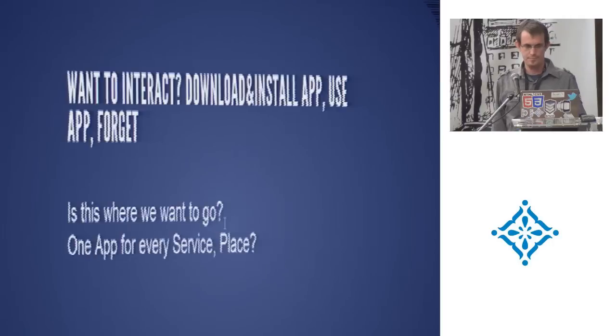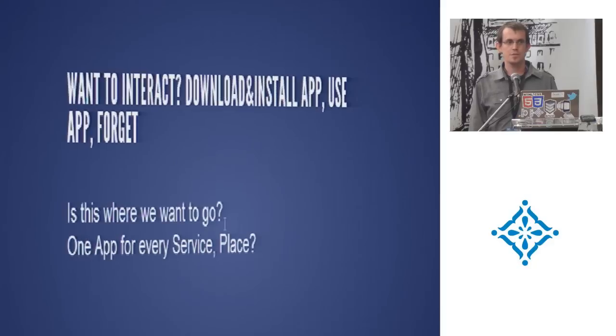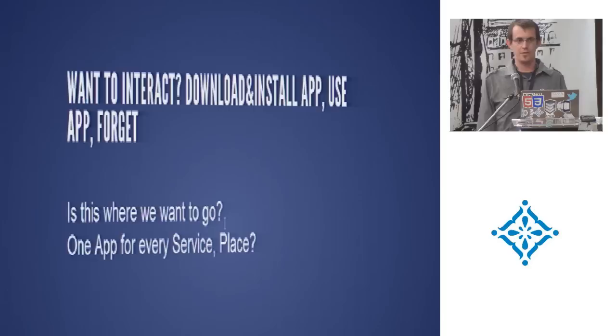So today, if you want to interact with something or a place or a device, you download and install the app. If you're lucky, that's available for your platform. Then you use it, and then you forget about it because you probably don't need it anymore. Is this really where you want to go? One app for every service, every place, every hotel you go, every device you interact with, and then you end up with 500 different apps on your device, and you don't remember which one to start to interact with what. Is this really where we want to go?